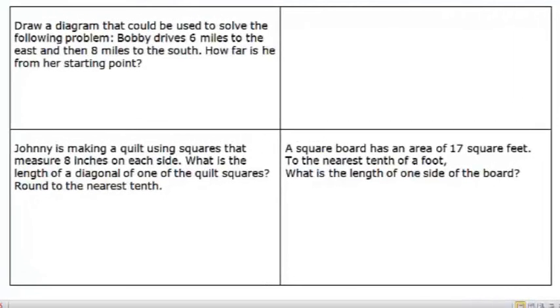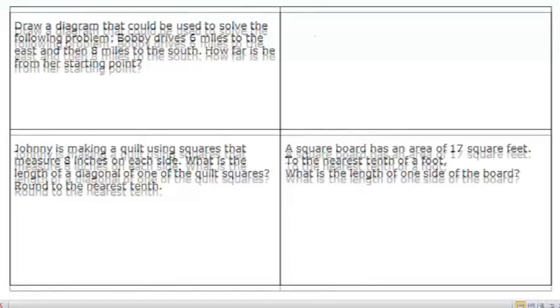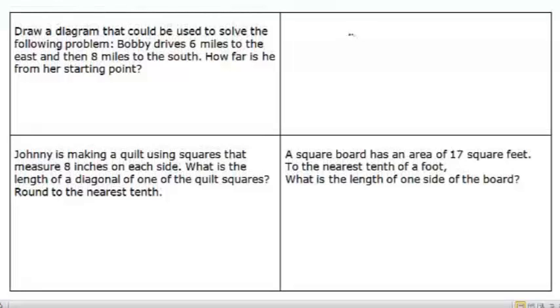In this tutorial, we have three problems that are somewhat similar. So let's go ahead and start. The first one says, draw a diagram that could be used to solve the problem. Bobby drives 6 miles to the east, then 8 miles to the south. How far is he from the starting point?